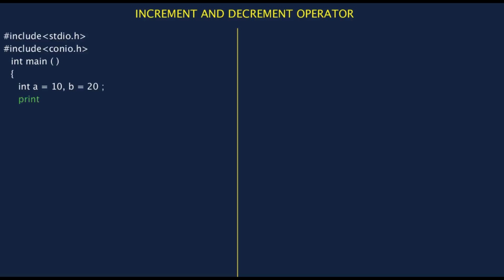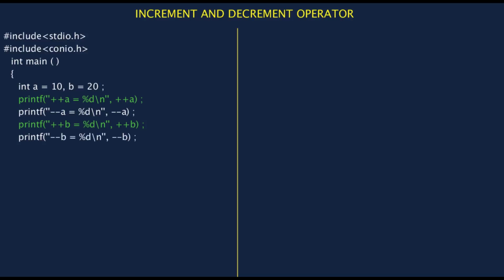And first we print the incremented value of a, that is ++a, using the printf function. And then we print the decremented value of a, that is --a. And then we print the incremented value of b, that is ++b. And then we print the decremented value of b, --b. Then return 0 and curly braces close.